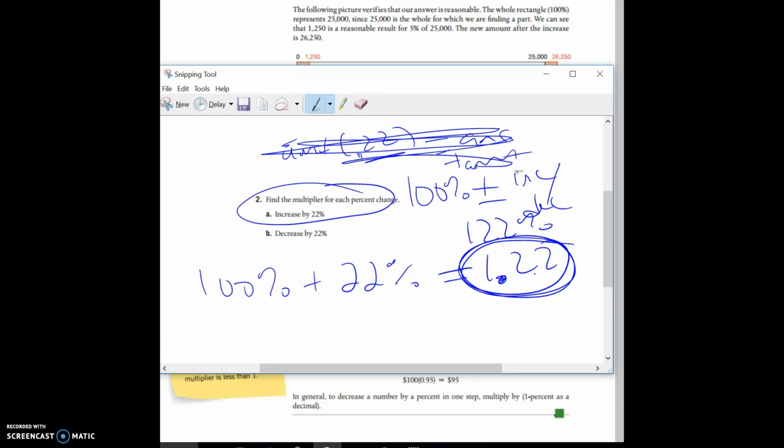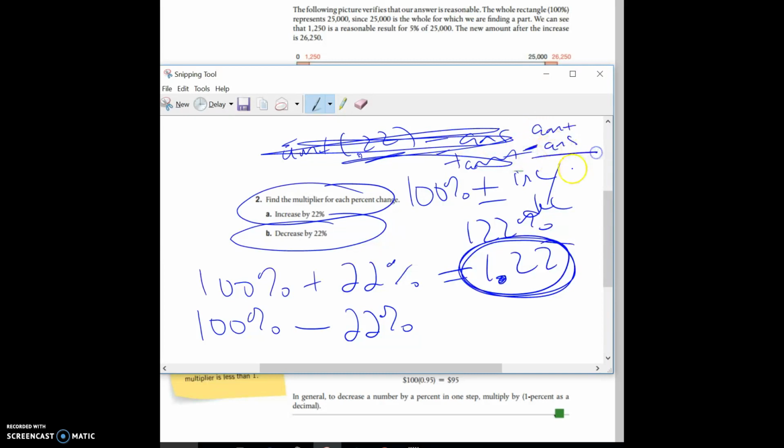If I multiply the original amount by that, it's going to do all that math for me. Same thing with the decrease, except I'm losing. So I have 100% and I'm losing 22%. So instead of doing 22%, getting an answer, and then taking the original amount minus that answer to get the new amount, here I can just do the math with my percent, which is, what is that, 78%. But again, I got to put it in decimal form, so 0.78.